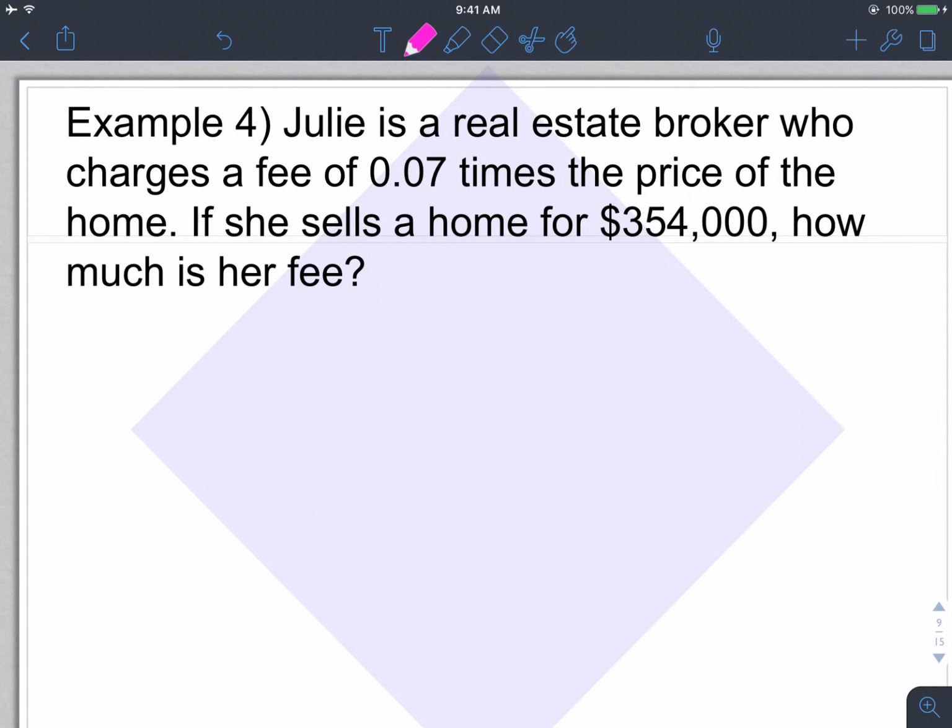All right, so the important information would be right there. So, your question, when you see 0.07 times the price of the home, she sells a home for $354,000. Can you set it up for us? What would we do? Add, subtract, multiply, divide. What do you think? Multiply, exactly. Times. Like 0.07 times 354,000. You're exactly right.